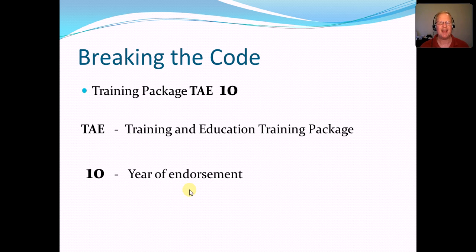As I said to you, every training package has its own unique 5-digit code. For example, you'll see others, BSB07. The BSB represents the Business Services Training Package, and 07 represents 2007, which is the year of endorsement.